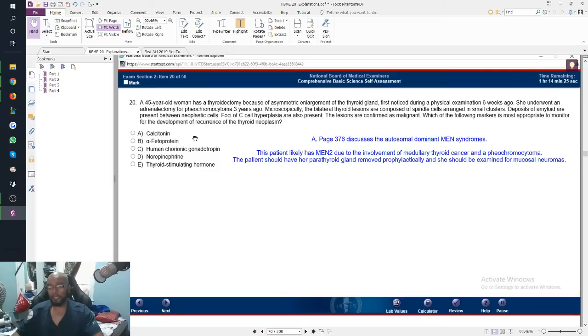Right? Alpha-fetoprotein is related to many things, but definitely not the thyroid. HCG is not related to the thyroid. Norepinephrine is not. TSH is made by your brain. It comes from up there, so it has nothing to do with a thyroid gland cancer. Right? This patient likely has MEN2, either A or B, due to involvement of both the medullary thyroid cancer and the pheochromocytoma. The patient should have her parathyroid gland removed prophylactically, and she should be examined for mucosal neuromas.